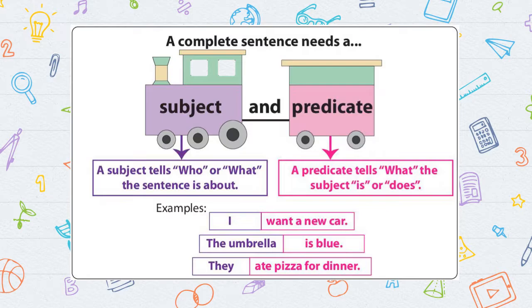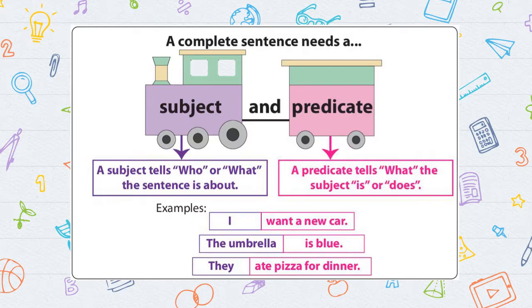Let's take a look at some examples. The first sentence: I want a new car. I is the subject of that sentence because it describes who the sentence is about. Want a new car would be the predicate because it describes what the subject is doing.